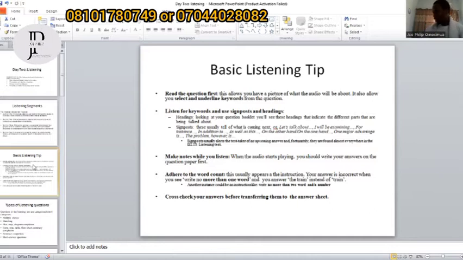And the keyword strategy entails underlining and preempting what they are going to say. It's very important. That preempting is very important in this aspect of the test. In fact, it is as important as the listening test in itself. Preempting what you need to hear is as important as the test itself. So you have to pay attention to these keywords.